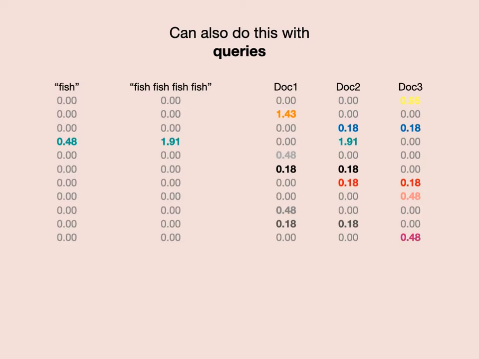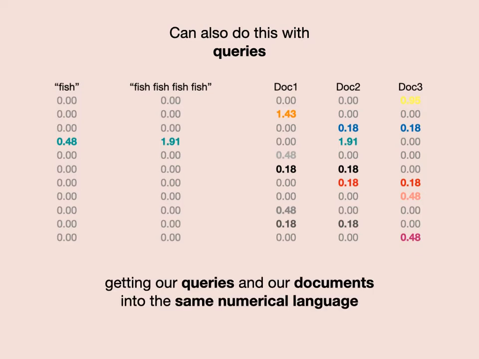Well, that's going to give a lot more emphasis to the documents that have heavier values. And what this gives us is that our queries and our documents are now in the same numerical language. Doesn't matter how short a query is, it still has a numerical vector of TF-IDF scores that can fit the same space. We can now run the same kinds of operations on our queries as we can on our documents.